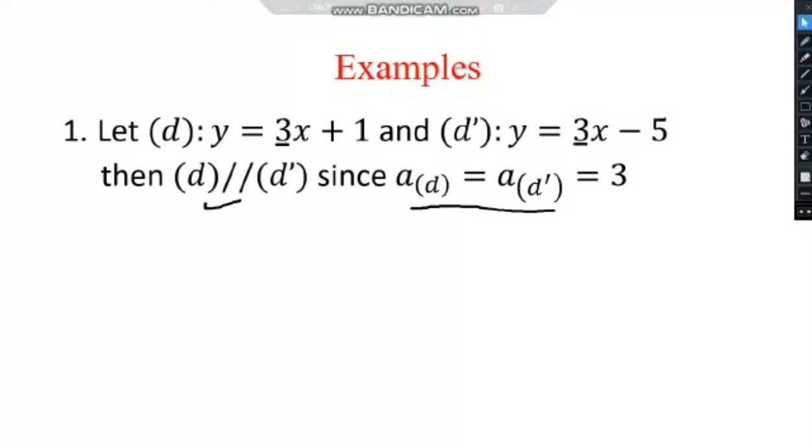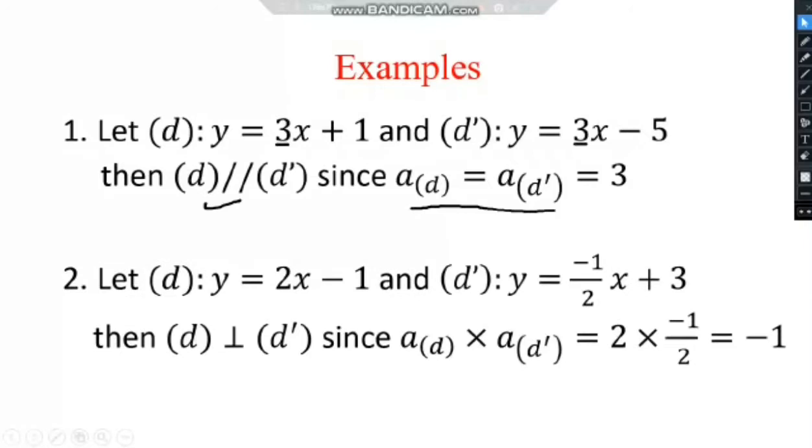Furthermore, in example 2, D of equation y equal 2x minus 1 and D prime of equation y equal minus half x plus 3. The slope of D is 2 and the slope of D prime is minus half. They are not equal, so D and D prime are not parallel. However, if we multiply the slope of D and the slope of D prime, the answer will be -1, this indicates that D and D prime are perpendicular.